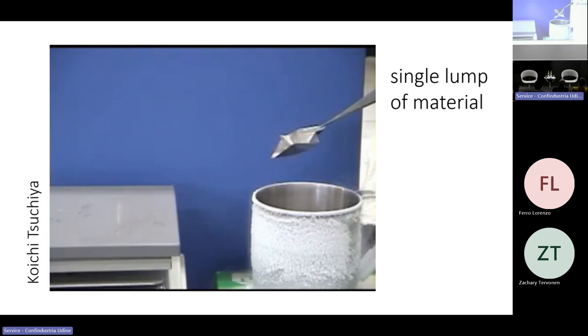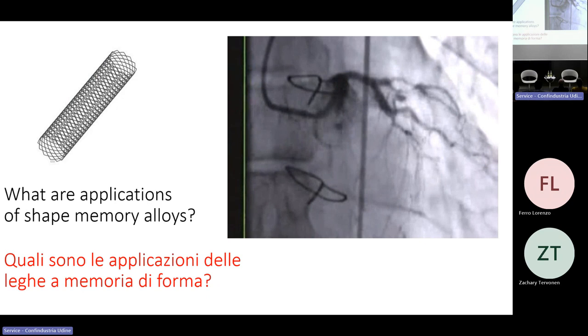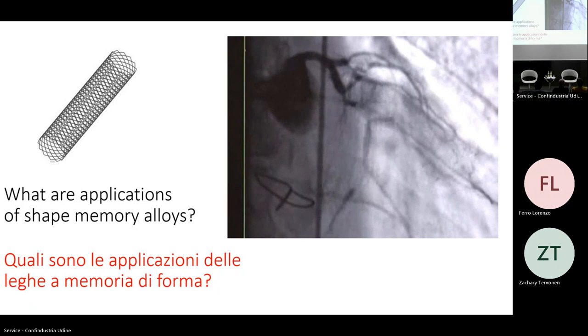And that's because when we change the pattern in which the atoms are arranged, we are not breaking the bonds. We are maintaining the same sequence of atoms. So why am I saying this? I want you to tell me what are the applications of shape memory alloys. Do you know what this movie and picture are showing?